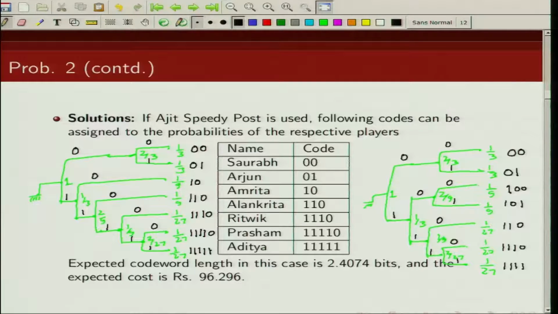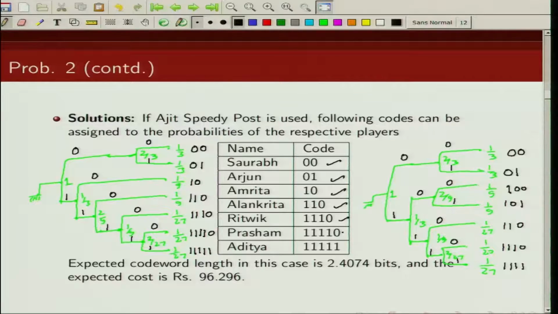So there are multiple ways in which I can create this Huffman tree. Each one of them will give the same expected value. You can verify that. And what I have written here is actually this one. Okay. Now you can find out what the expected code word length is.